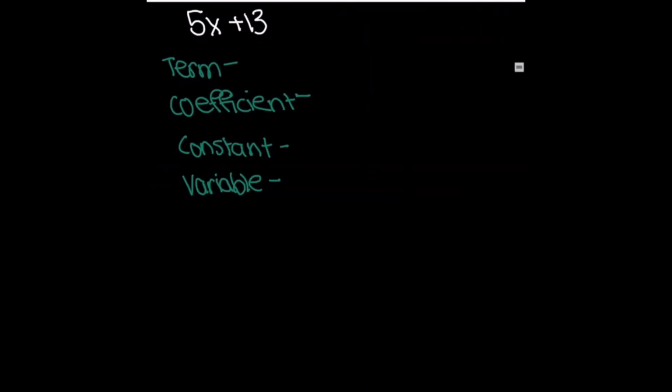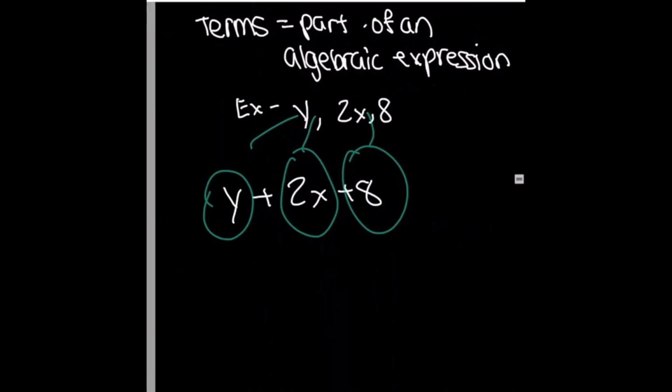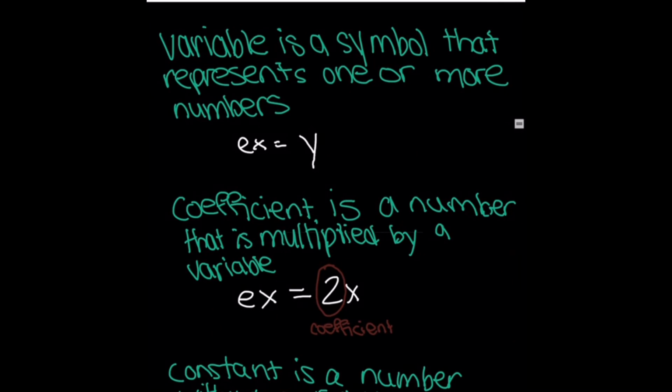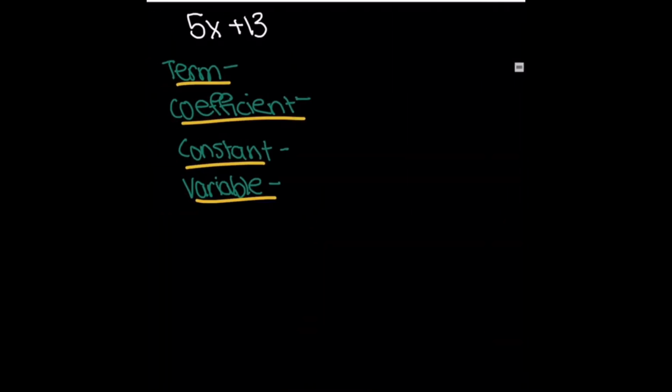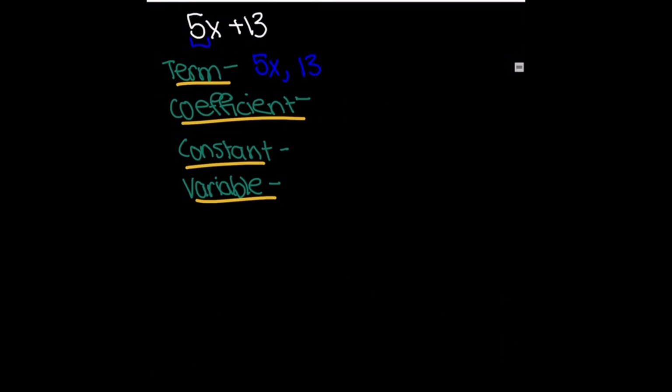Now we can identify what the term, coefficient, constant, and the variables are. So, okay. So the term is, again, part of an algebraic expression. So right now, the terms for 5x plus 13 would be 5x and 13. We separate the terms by using a comma. And the coefficient is a number that is multiplied by the variable. So it's next to the variable. Right now we have that 5 over here. So the coefficient, you don't put the x. It will just be the 5. The constant is a number without the variable, and that's 13. And the variable we're using is x.